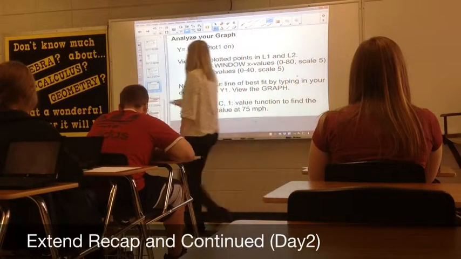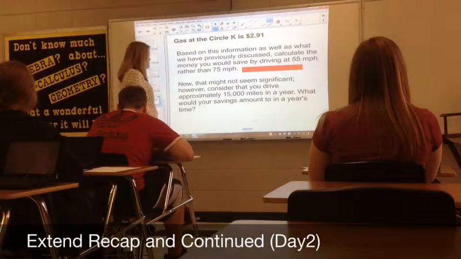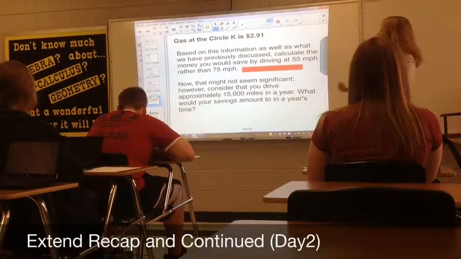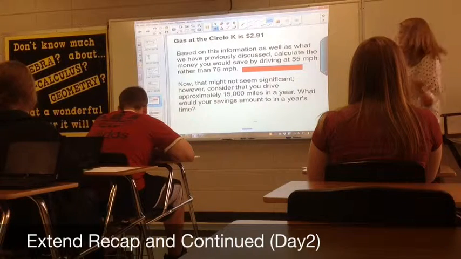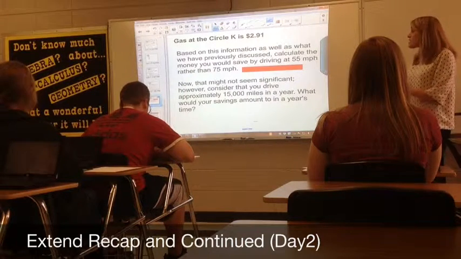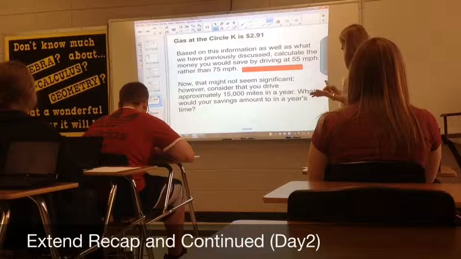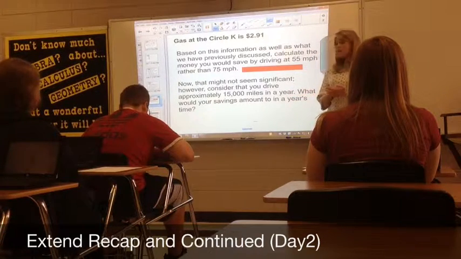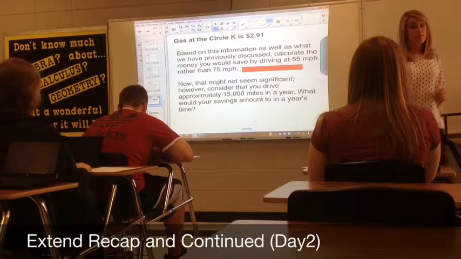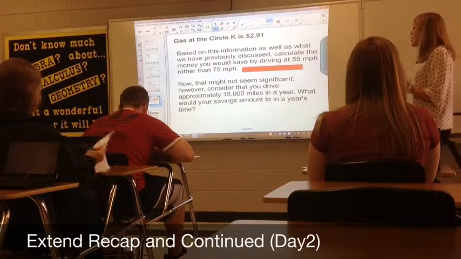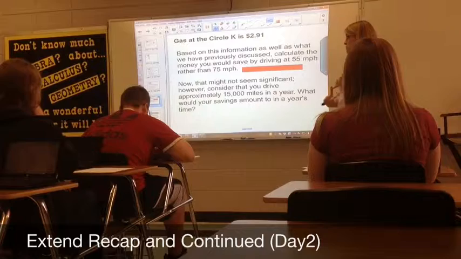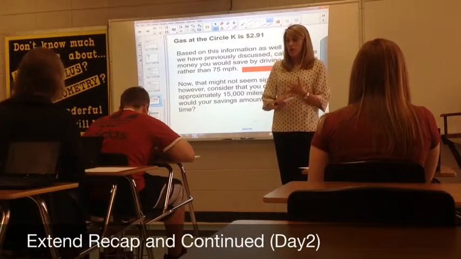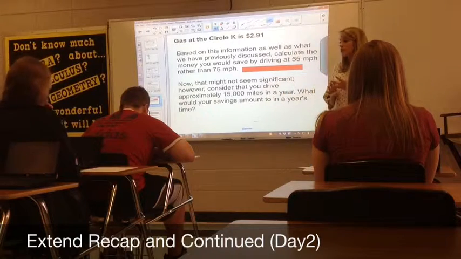Okay, so let's look now at a couple of questions. This morning, the gas was $2.91 at the Circle K up here on Martintown Road. So based on this information and what we previously discussed, I want you to calculate the money that you would save by driving at 55 miles per hour rather than 75 miles per hour. So I want you to spend just a moment calculating that out.